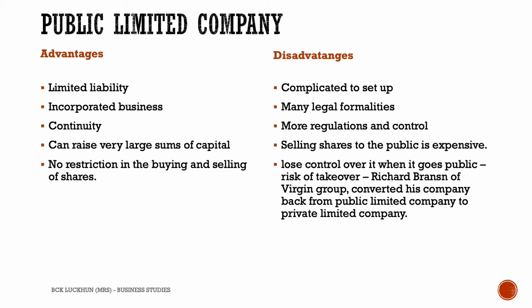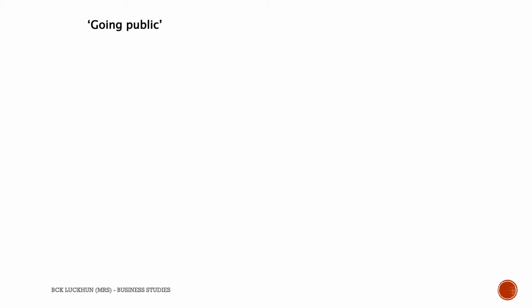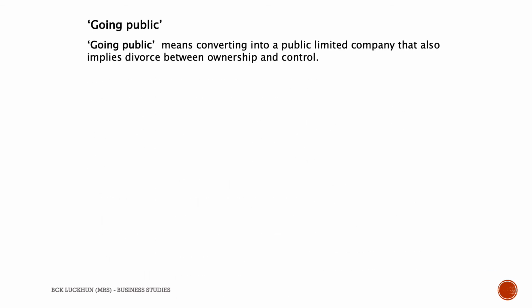Do you know that Richard Branson of Virgin Group converted his company back from a public limited company to a private limited company? So now let us have a look at the following definitions which are related to public limited companies. Firstly, what is going public? Going public means converting into a public limited company. That also implies divorce between ownership and control.